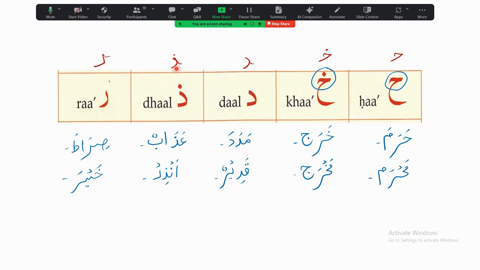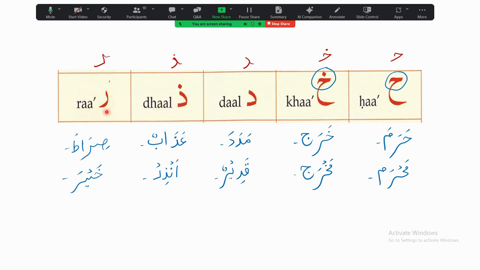But this dal has a dot on top, so just like dal, we will attach it in the same way. So the example is azabun. Here we have attached this dal with the previous letter of ayn. Azabun. Okay, so here let's see another example, which is anzir.